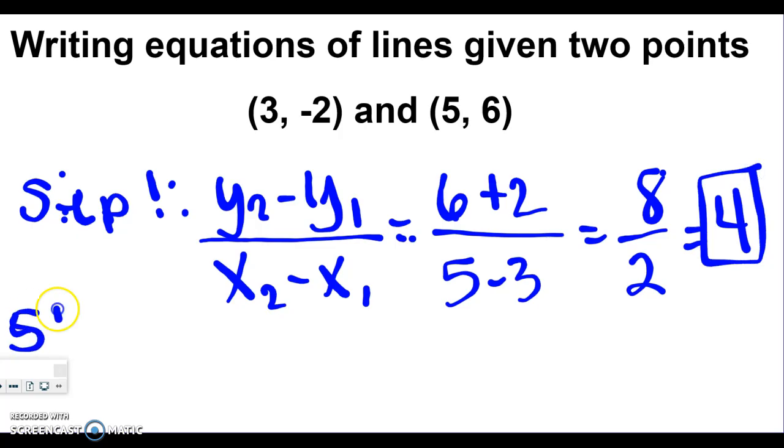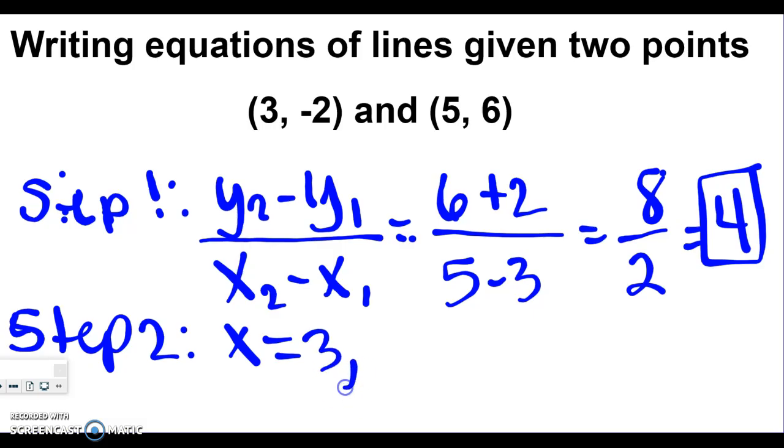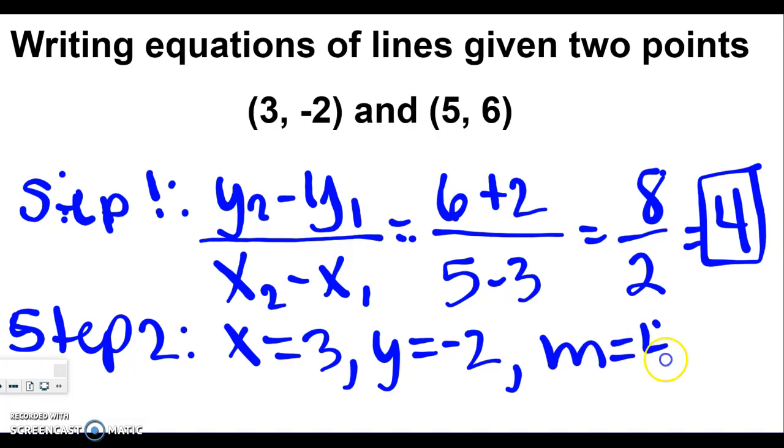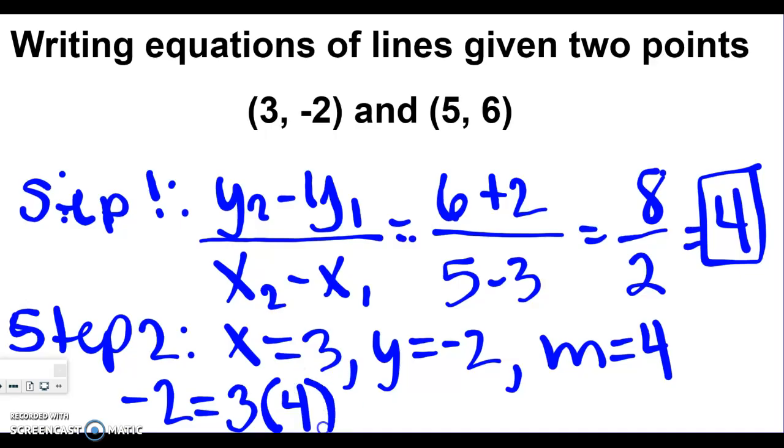Step 2 is to pick either one of the points and use that x, y. So I'm going to pick 3 as my x and -2 as my y, and then 4 is my slope. So I have -2 equals m times x plus b.